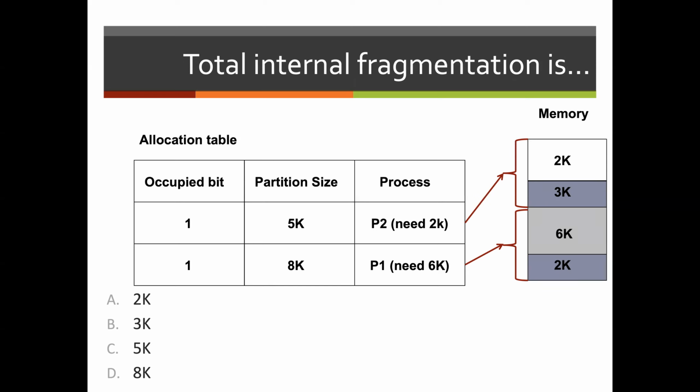And so let's consider we have a 2K process and a 6K process that's being used. And so here we have 3K unused and 2K unused. And so that is going to be 5K of internal fragmentation. And so here, let's consider that we have 2K that's being used, and then we have 6K that is being used again. So what's the external fragmentation? And for this, it is going to be 0.